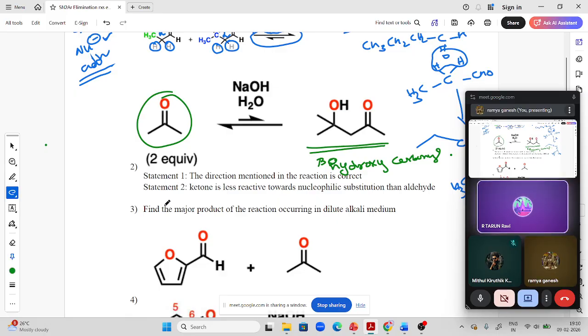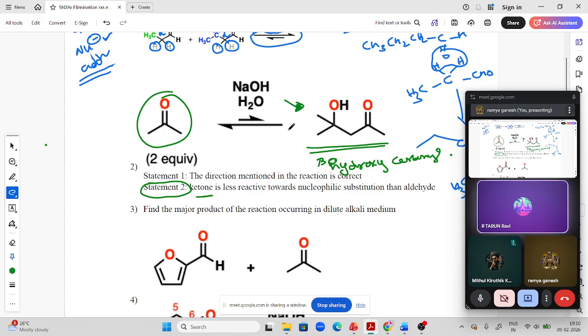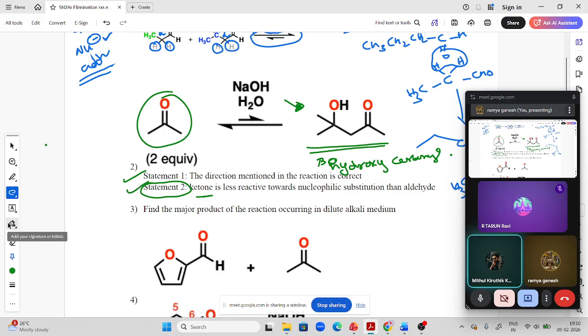Statement 2 is correct, ma'am. Okay. If you say statement 2 is correct, what do you mean by that? That ketones don't like to get attacked by the nucleophile. Correct? Then the reaction would not happen. Both are correct, ma'am. Very good. See, only if a nucleophile attacks, I would form this product. If not, how will I form the product? So both the statements are true. Ma'am, small doubt. Tell me.